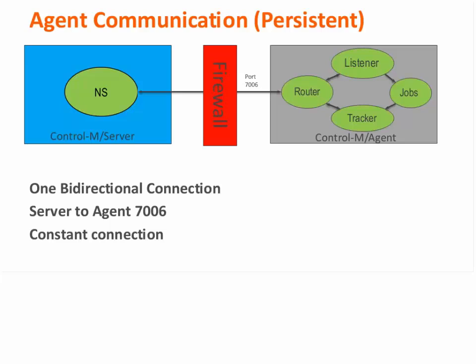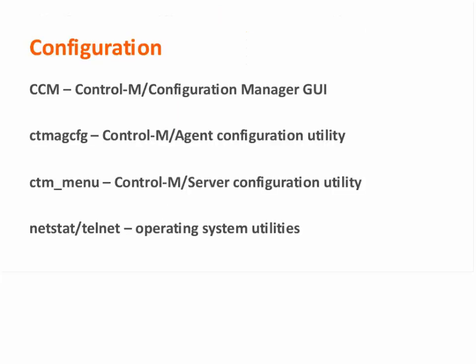Now, typically, we use persistent connection when we have either a firewall involved, maybe our agent's in the DMZ, or there's DNS issues. Now let's talk about the configuration utilities. Here we have CCM, which is our Control M Configuration Manager. This is basically a GUI interface tool. What we use it for is to administer or monitor the Control M components. We have CTM AG CFG. This is a command line tool that lets you configure agent parameters.